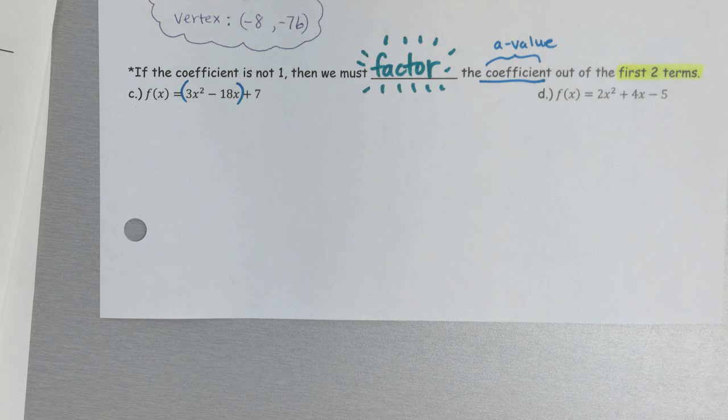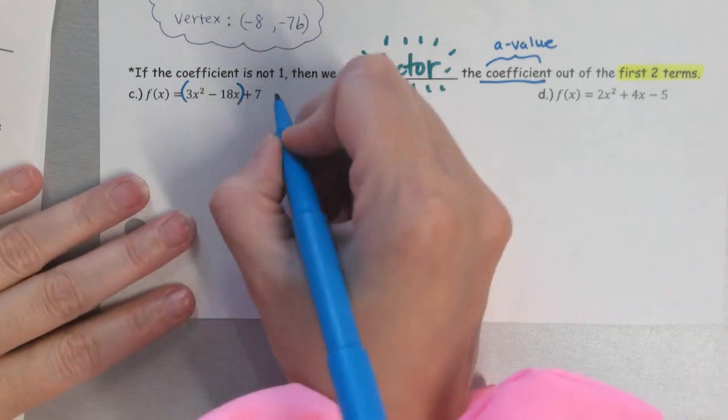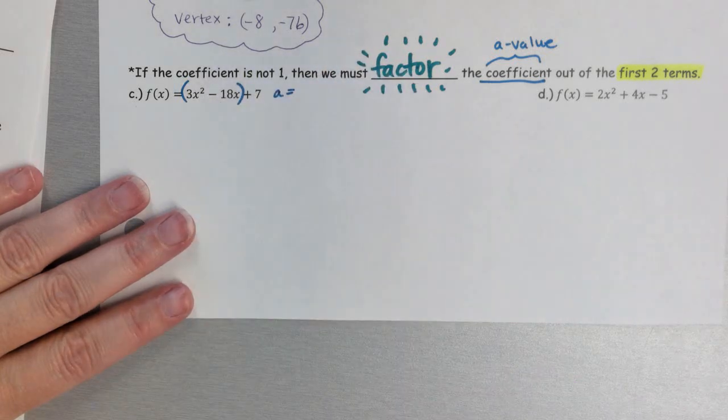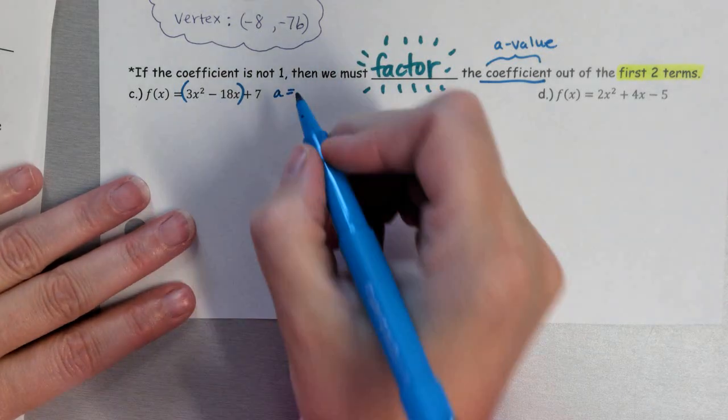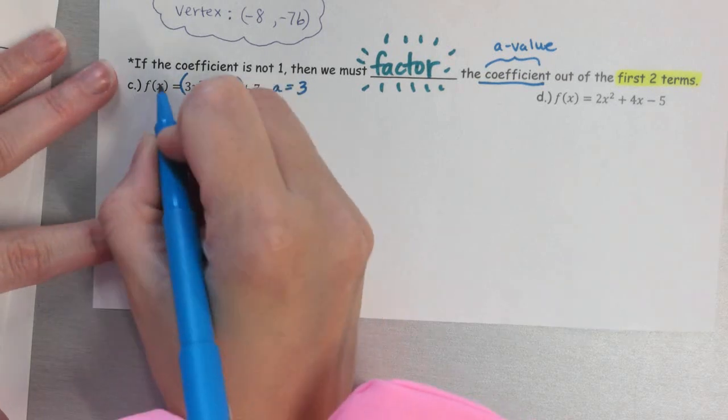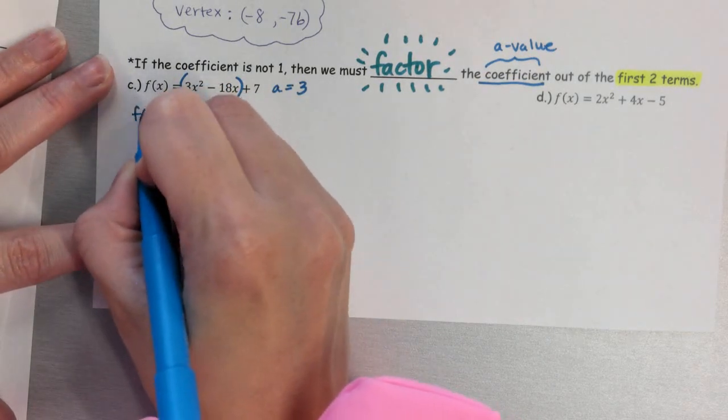Okay, so the A value, Aurora, can you tell me what the A value is for this one? No, the A value is only going to be the number, the 3. Okay, so the A value is always in front of the x squared. The A value is just the 3. And so we're only going to factor out the 3. So let's set that up. So I'm going to keep this as my f of x equals.